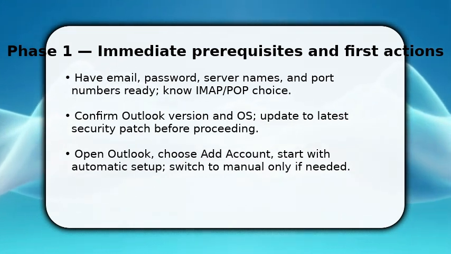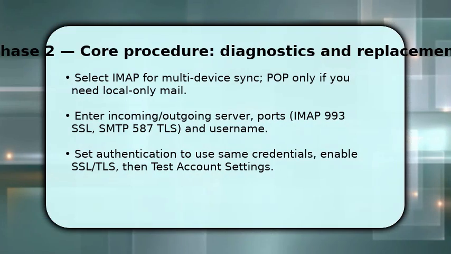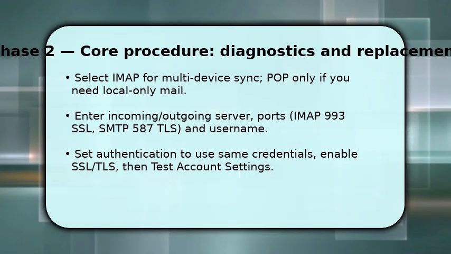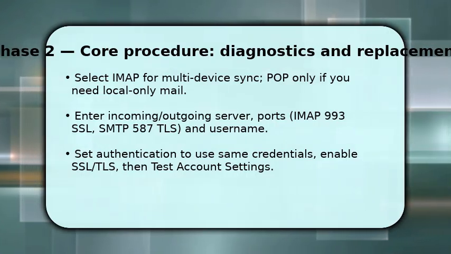Now you focus on the middle, where settings matter most. Choose IMAP for consistent multi-device syncing. POP will download and remove mail unless you change settings.